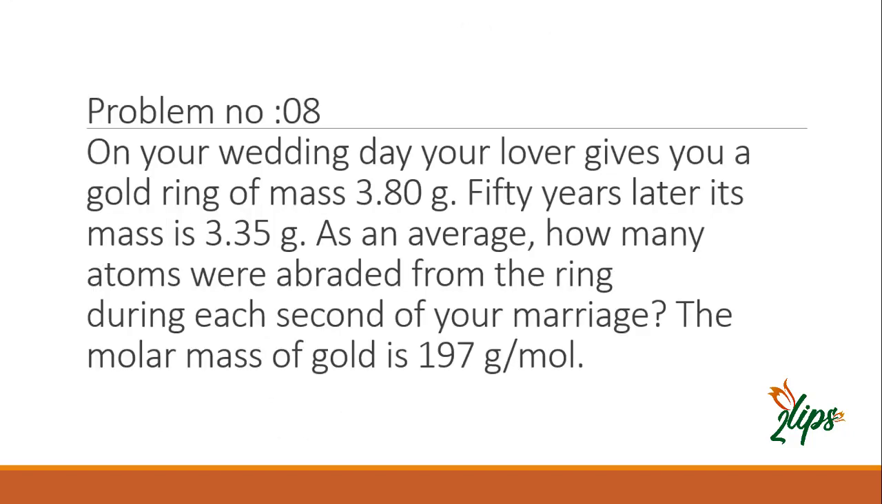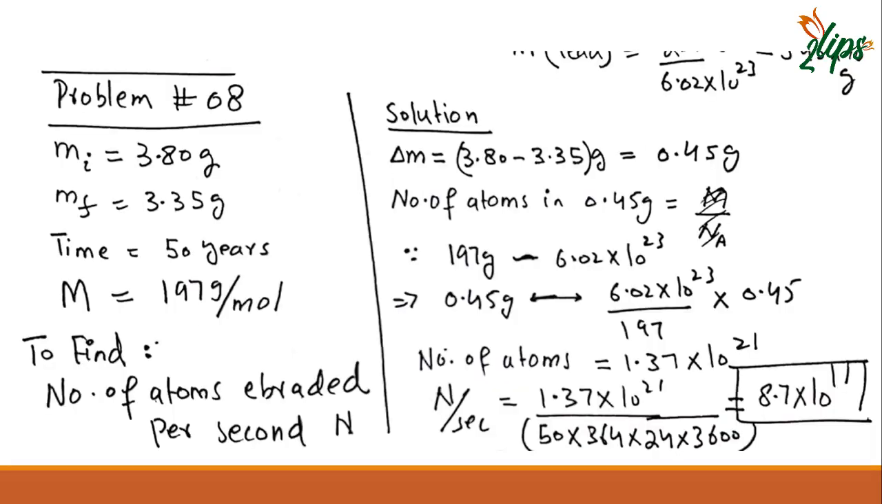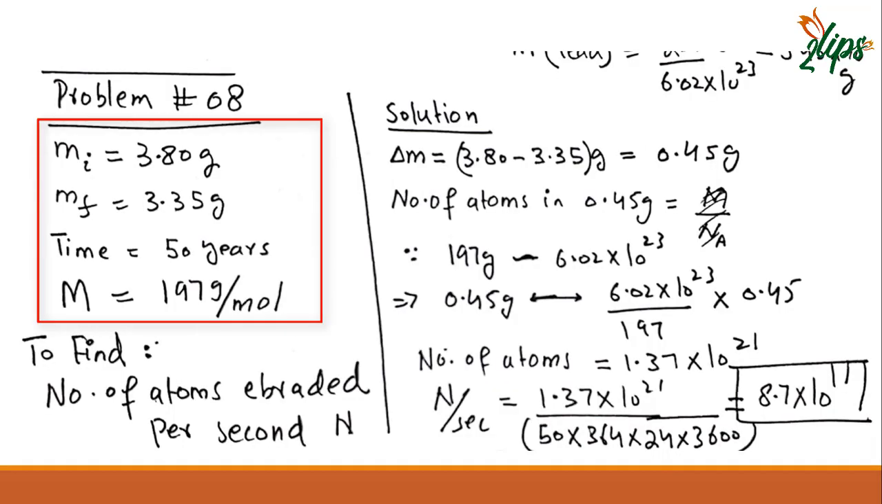On the wedding day, 3.80 gram is the mass of a ring, and after 50 years it is reduced to 3.35 gram. The molar mass of gold is given, and we are asked to find the number of atoms that were abraded per second.